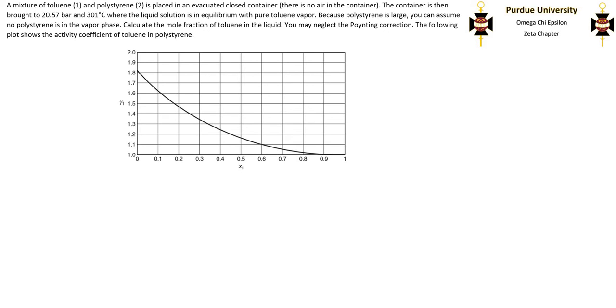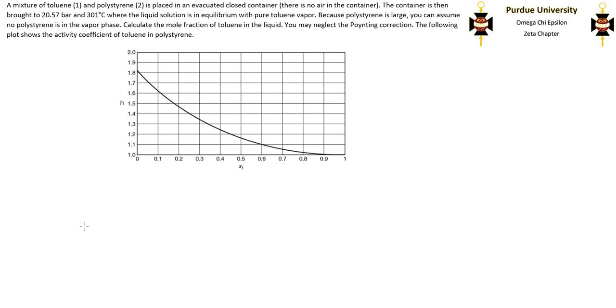I'm going to go through this example problem where we determine the liquid mole fraction of a binary mixture in vapor-liquid equilibrium. The problem statement says we have a mixture of toluene and polystyrene that's placed in an evacuated closed container. The container is brought to 20.57 bar and 301 degrees Celsius, where the liquid solution is in equilibrium with pure toluene vapor. Because polystyrene is large, you can assume that no polystyrene is in the vapor phase.